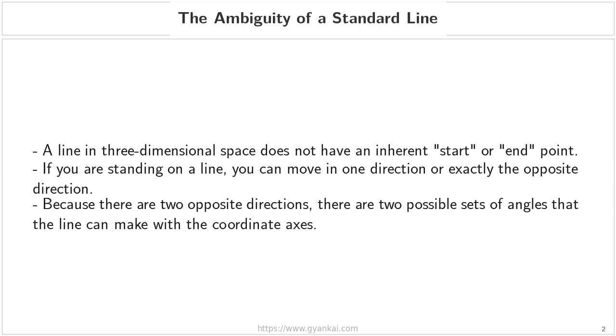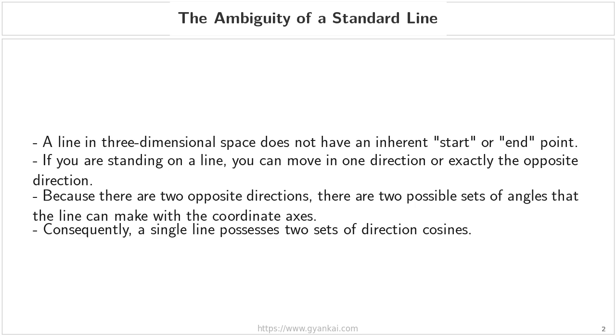This brings us to a mathematical dilemma. Since there are these two distinct, opposite directions along the same path, there are actually two different possible sets of angles that the line can make with our x, y, and z coordinate axes. As a result, we find that a single, standard line actually possesses two different sets of direction cosines. This ambiguity is exactly why we can't rely on a standard line if we want a single, unique answer. And that is why, as we will see in the next slide, we need to introduce the concept of a directed line.